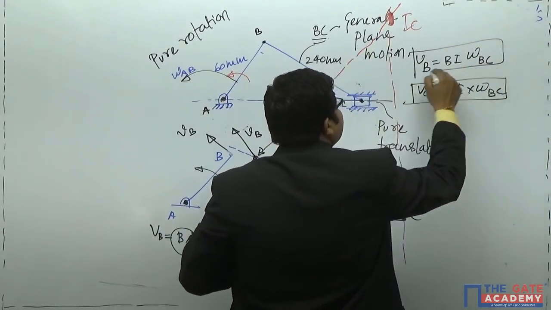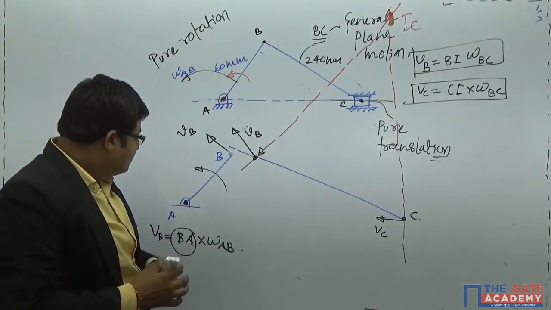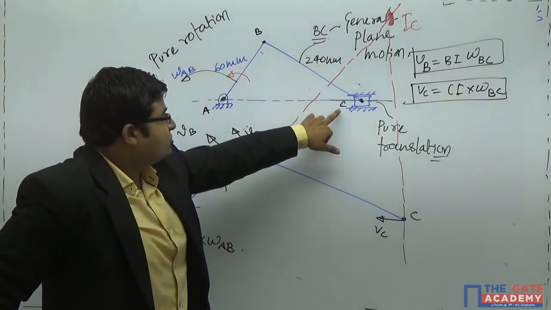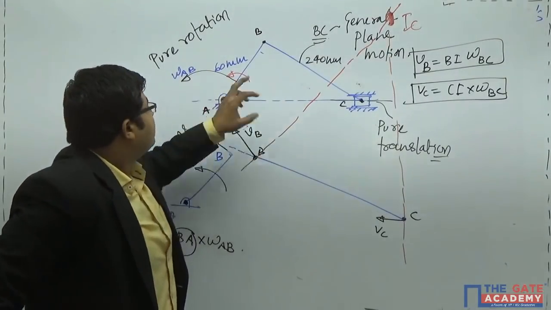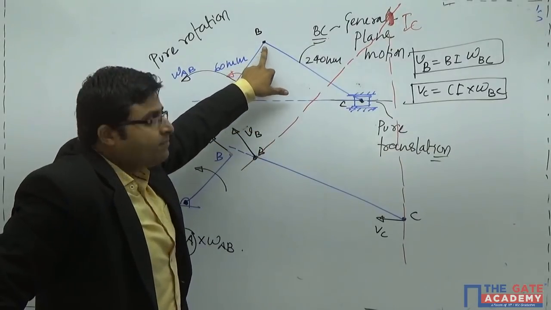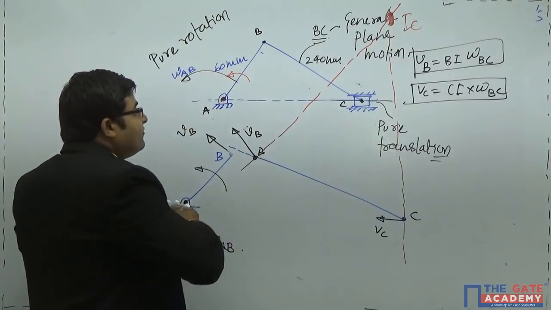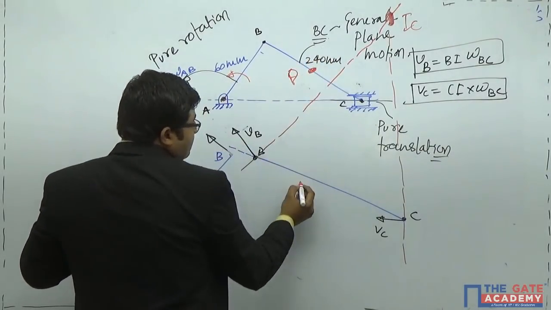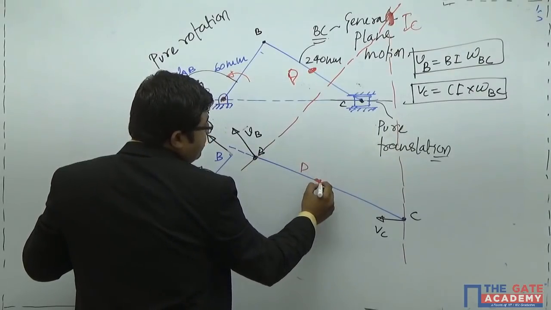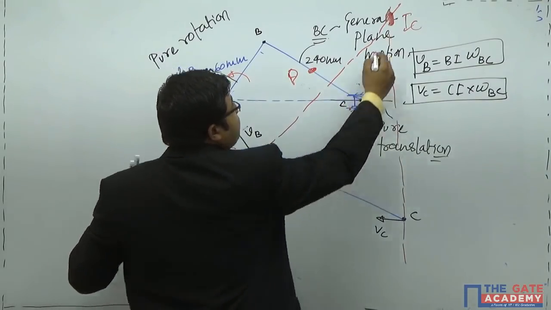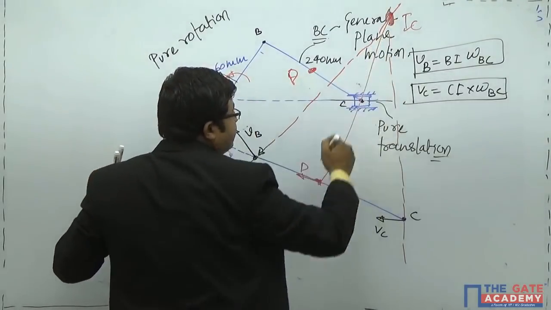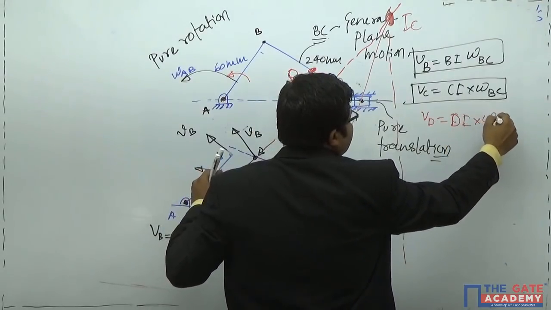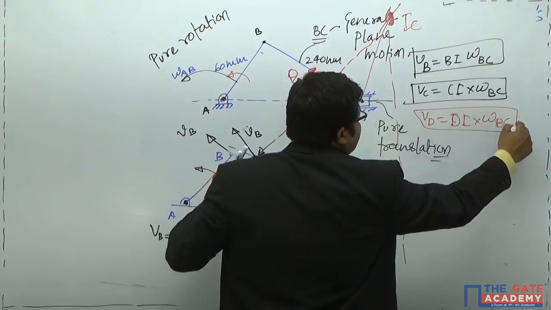With the help of these two equations, you can find out so many things. The data will be given to you and they will ask for the velocity of point C, or the velocity of point B, or the velocity of some other point. Suppose this is point D. You can always calculate the velocity of point D also if you are able to join it with the I center, and you can write the equation like this: Vd is equal to DI multiplied by omega BC.